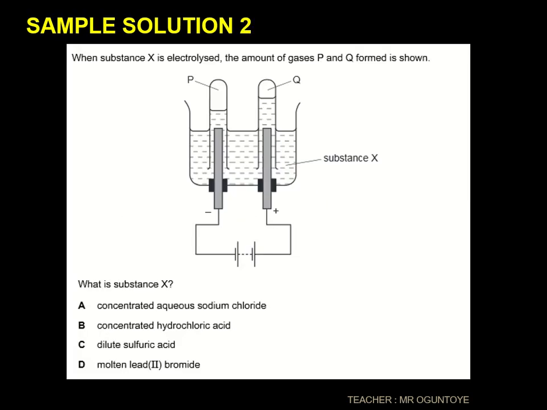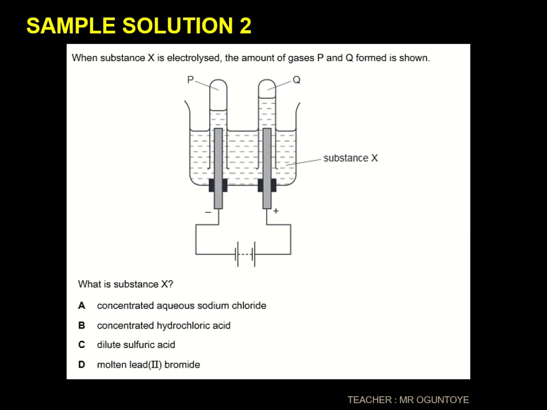Okay, sample question 2. When substance X is electrolyzed, the amount of gases P and Q formed is shown. Which substance is X? Concentrated sodium chloride. So we'll take them one after the other. Concentrated sodium chloride. Remember the lesson on electrolysis.